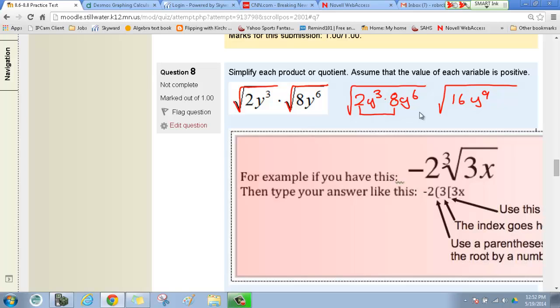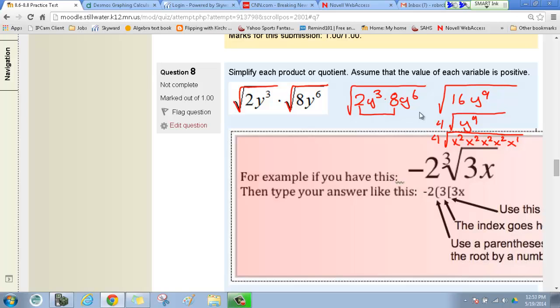Okay, we already figured out what the square root of 16 was in the last problem. So I know this is 4 square root of y to the 9th. Now how many groups of y squared can I take out of there? Well, let's do that. I have y squared, that's 2, y squared, that's 4, y squared, that's 6, y squared, that's 8, and we have one more y, that's y to the 9th.